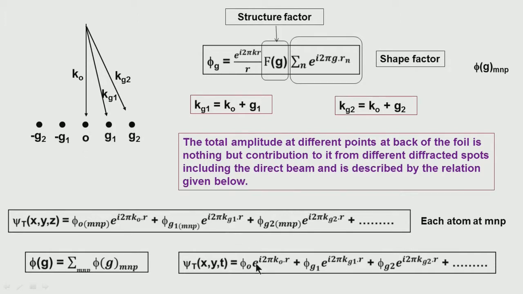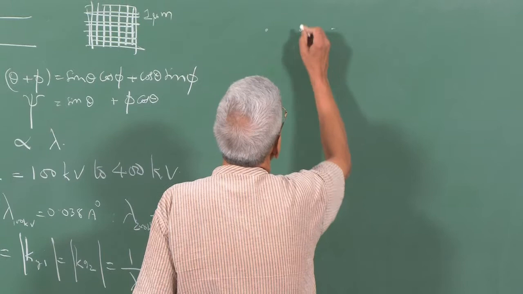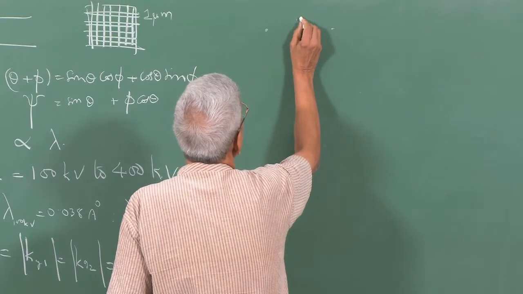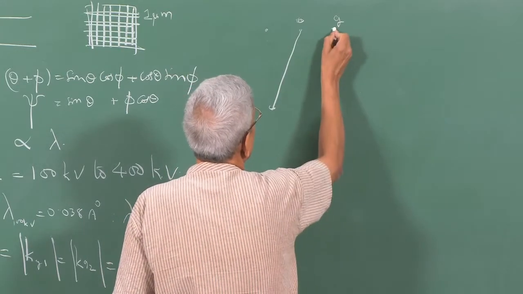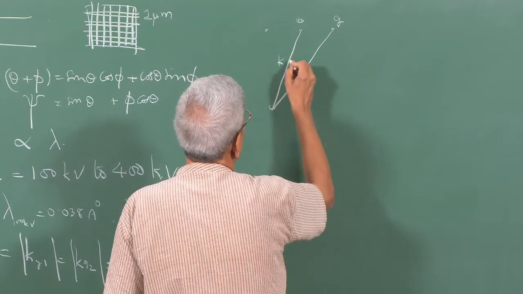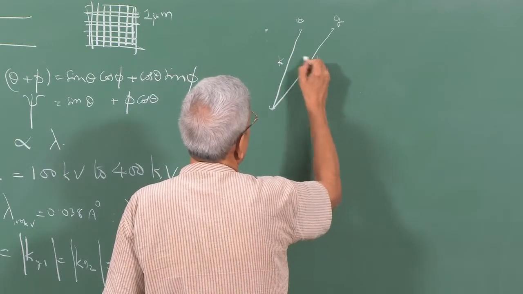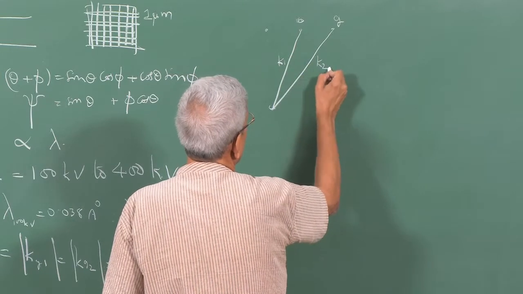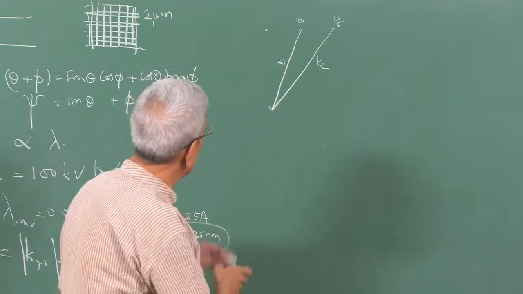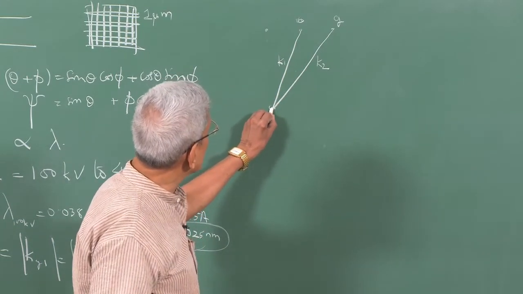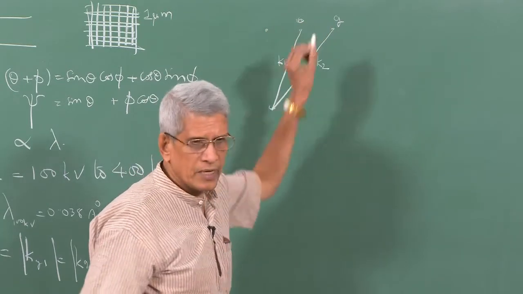That is what we are essentially doing: each diffracted beam has an amplitude corresponding to it at any particular point. This is the transmitted beam, 0, and this is a diffracted beam. Suppose at any particular point this is the vector k, and this is another vector, k1, you can assume k2. These two vectors at these points, when they come and join together, the total amplitude at this particular point will correspond to one coming from here and another from here.